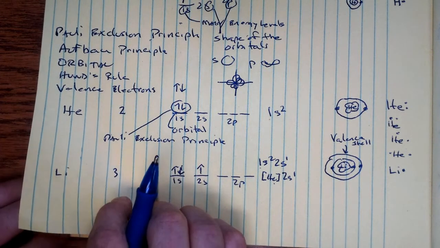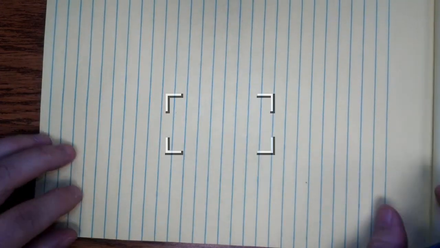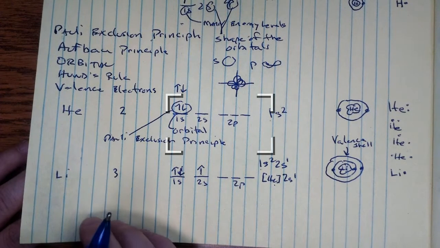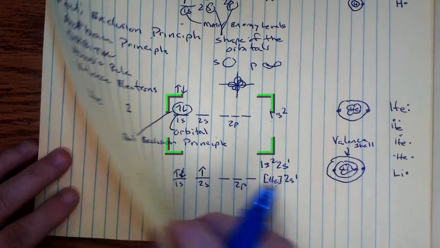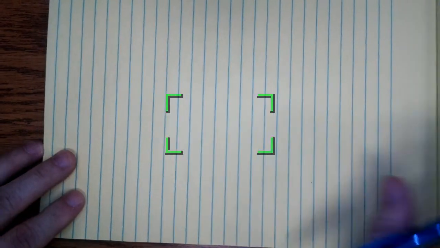Okay. Now, if I went too fast, you can pause it and catch up. Now let's go to the next element, number 4, which is beryllium.